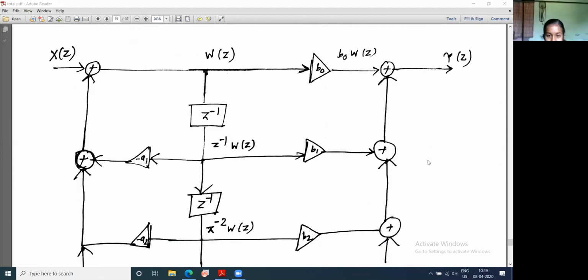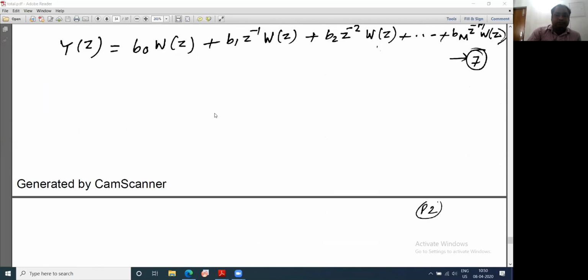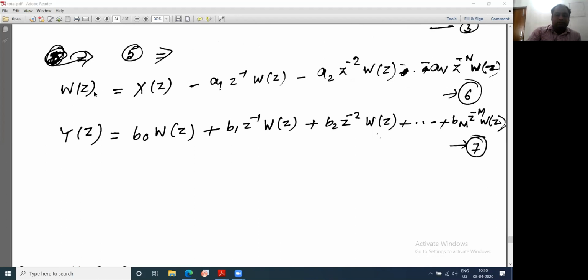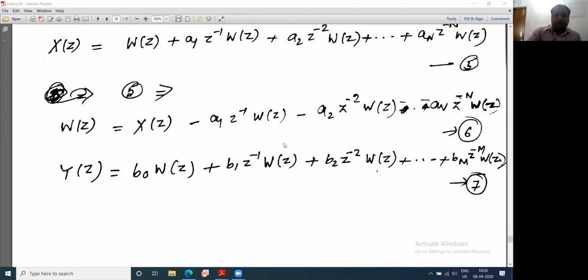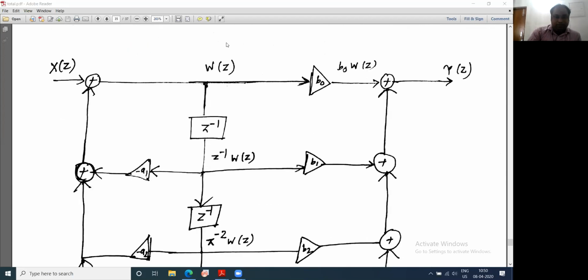Now, if you come here, suppose I require the term X(z). If I see this equation, W(z) equals X(z) minus this quantity, a1 z inverse, a2 z to the minus 2 W(z). Now look at this here. This is my W(z), then X(z) minus, because this is z inverse W(z). If it comes here, minus of a1, if added here, that will be X(z) minus a1 z inverse W(z).